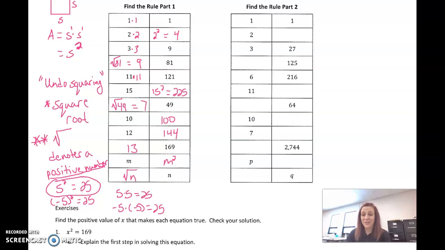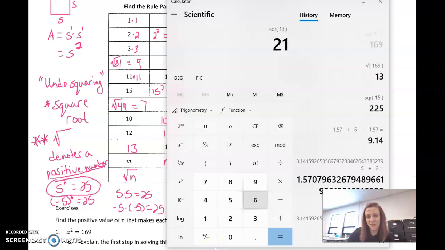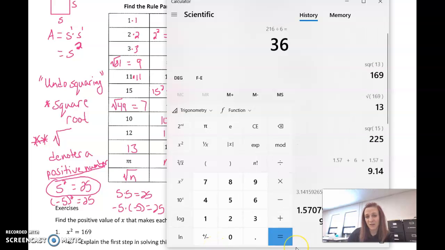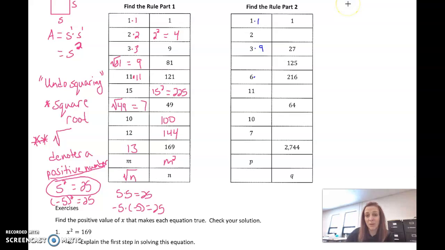How about the second column, the second row? Well, what do we do to 1 to get 1? Well, again, I'm thinking we multiply by 1. But what do we do to 3 to get 27? I don't multiply by 3, I multiply by 9. Well, what do I do to 6 to get to 216? I don't know. If I took 216 and divided by 6, I get 36. That means I'm multiplying by 36.